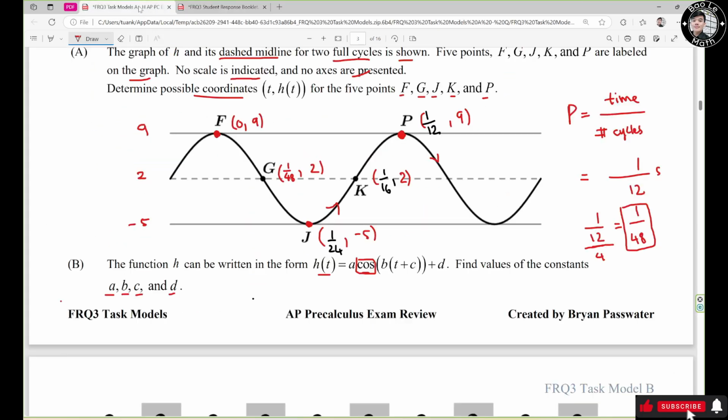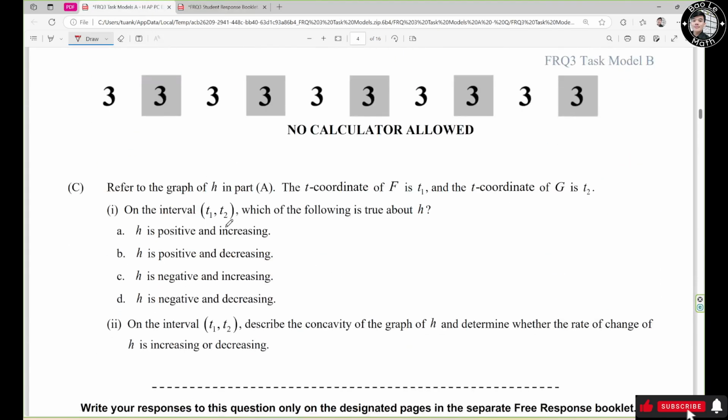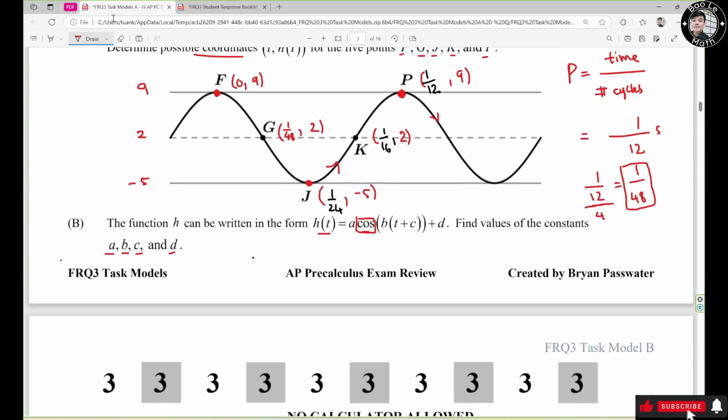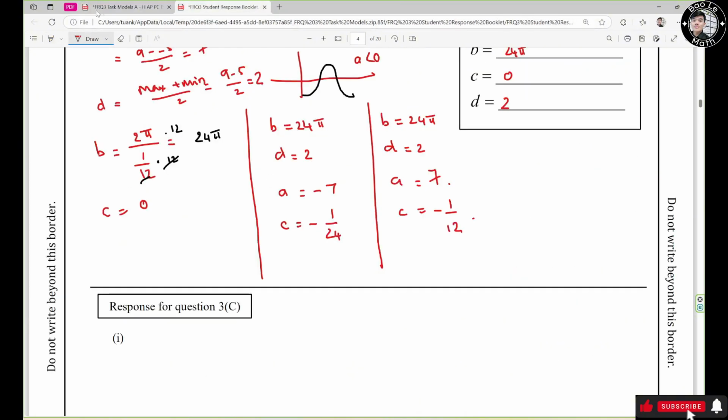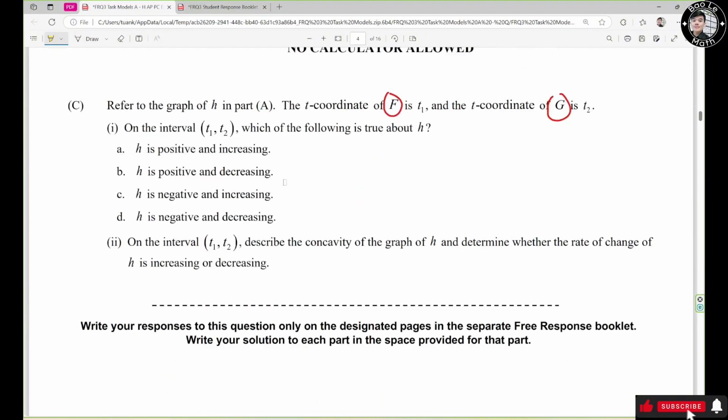Now let's move on to the next question right here. Refer to the graph of the function h in part A, right? T1 is the coordinate of the point F. T2 is the coordinate of point G, right? So I need to locate F and G right here.